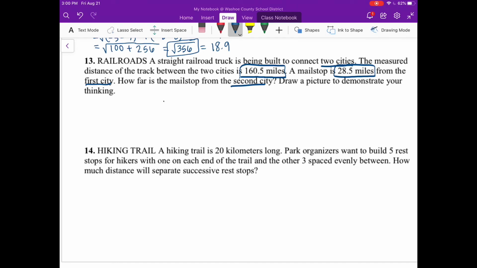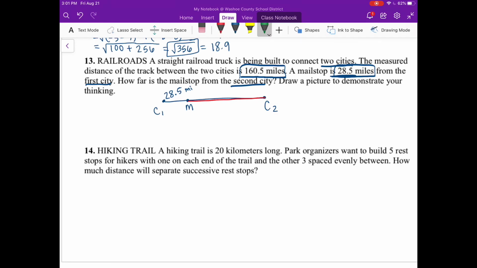Okay, so we have two cities here. Just city 1 and city 2. And we have something being built between both cities, so a mail stop. Now, from the first city, it says that it's 28.5 miles from the first one. So I'm going to go ahead and create the mail stop here. And this is going to be 28.5. And that's miles, if you want to go ahead and label that.